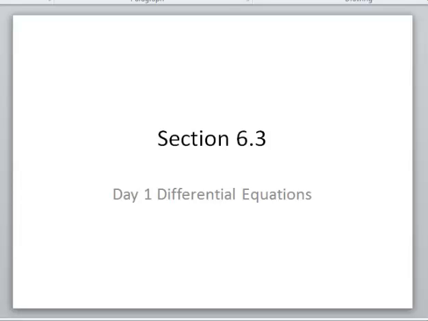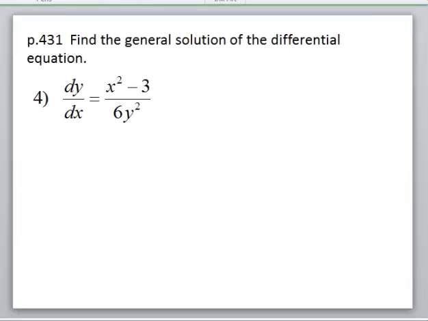Alright, today we're going to do more with differential equations. That's what this chapter is about. So let's look at this differential equation. It says find the general solution of the differential equation.